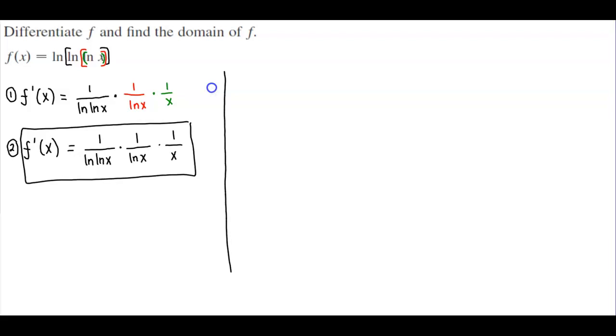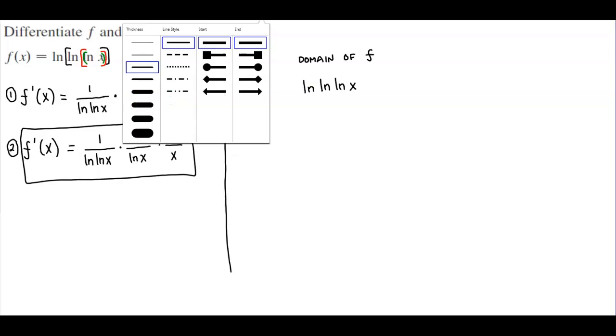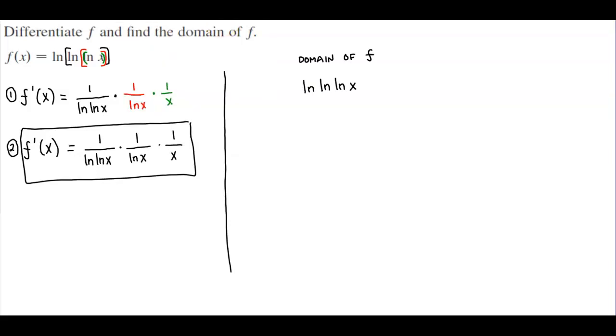Okay, now what we want to be able to do is find the domain of f. So to define the domain of this function, which is the natural log of the natural log of the natural log of x, we need to look at this first. And what that tells us is that the natural log of the natural log of x has to be greater than 0, because we can't take the natural log on the outside of this of a non-positive number. We know that it has to be greater than 0.